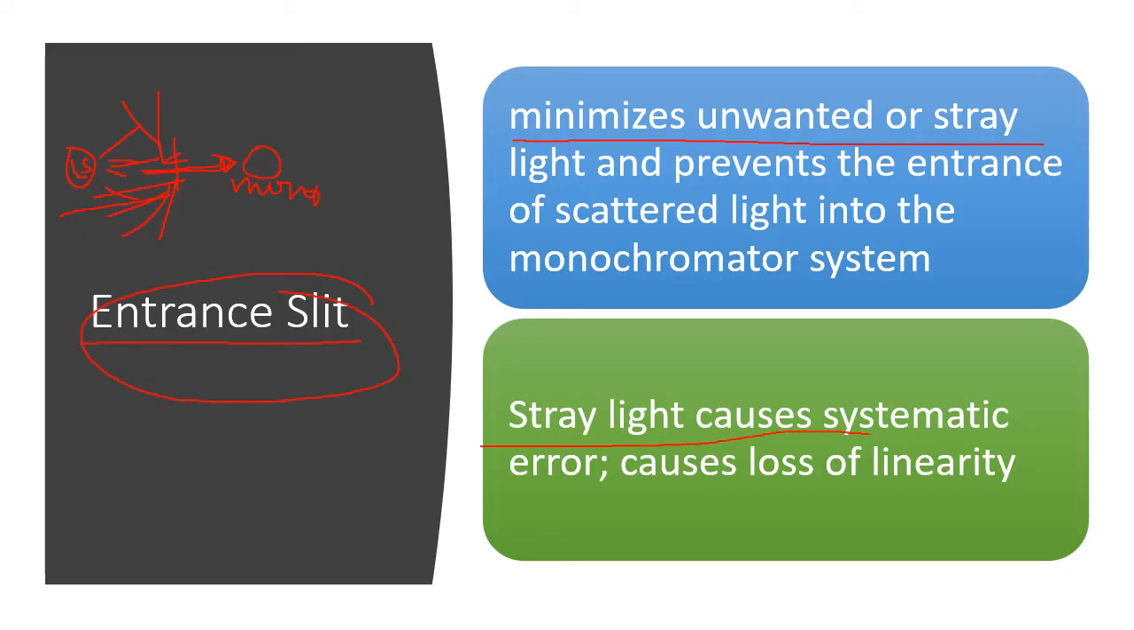Okay? Kapag may stray light tayo, it causes systematic error. Nagkakaroon siya ng loss of linearity. That's the reason why spectrophotometers have lids. And it's very important that those lids stay closed.